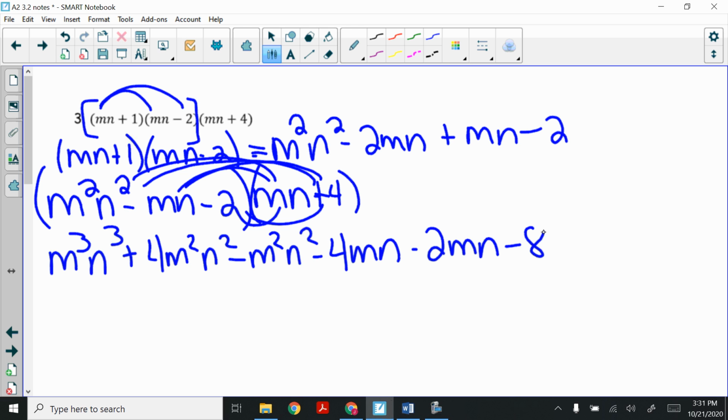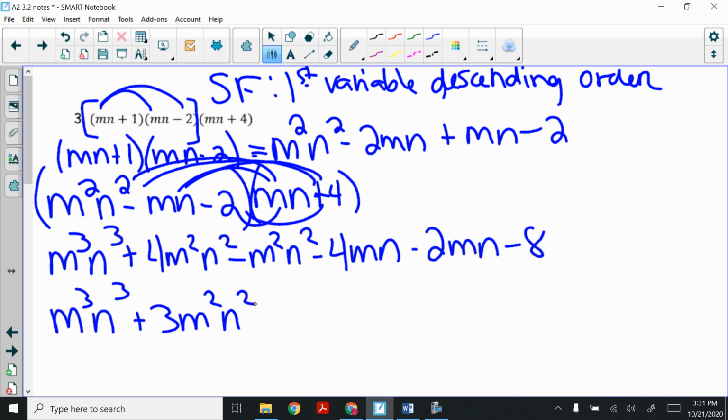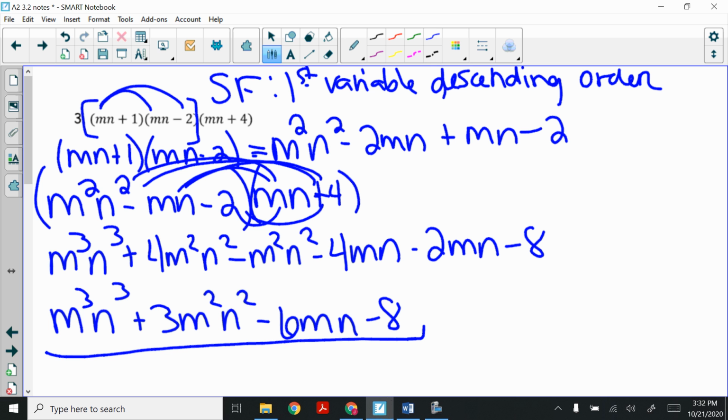Once you combine like terms, put in standard form. Remember, standard form means the first variable in descending order. So my first variable here are m's, so I need to go m cubed, then m squared, then m. So m cubed n cubed, that's the only one I have that stays. m squared n squared, so I have 4 minus 1, so plus 3m squared n squared. Then negative 4mn minus 2mn, so minus 6mn minus 8. That is my answer in standard form.